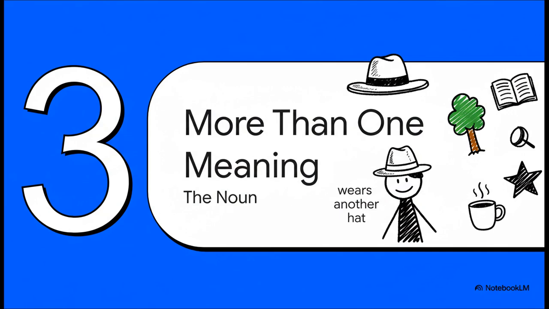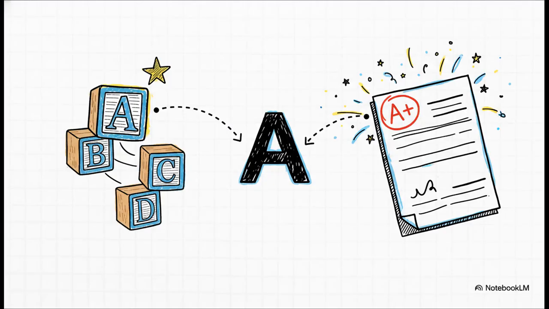Okay, so that covers its job as a word. But remember how we said A wears another hat? Well, it also gets to function as a noun. And in this role, it has two main meanings that we're all super familiar with. It is, of course, the very first letter of the English alphabet. And for students everywhere, it is the absolute best grade you can get.